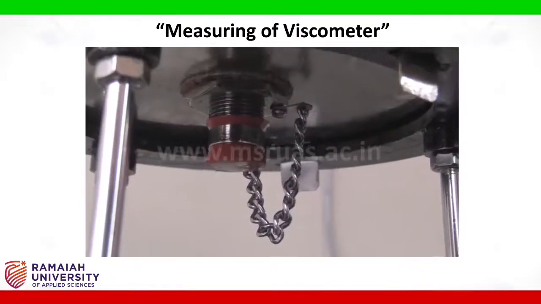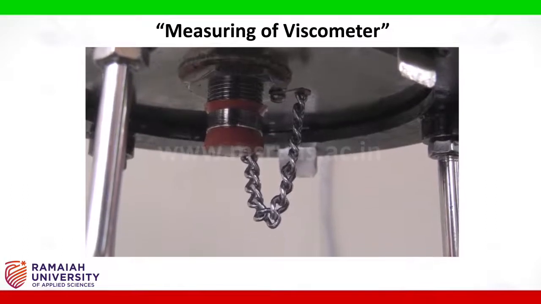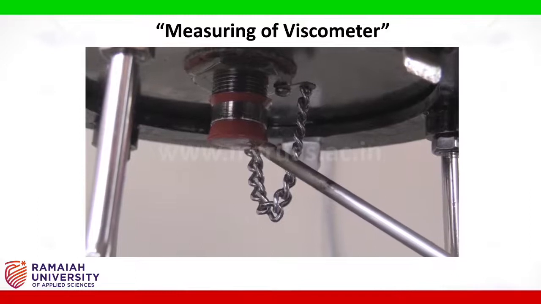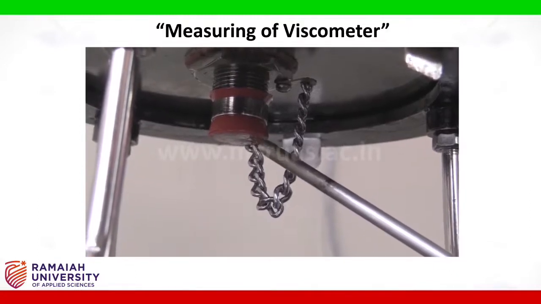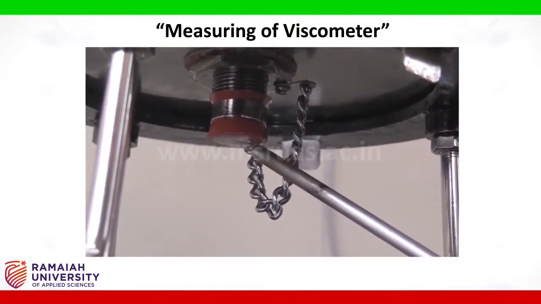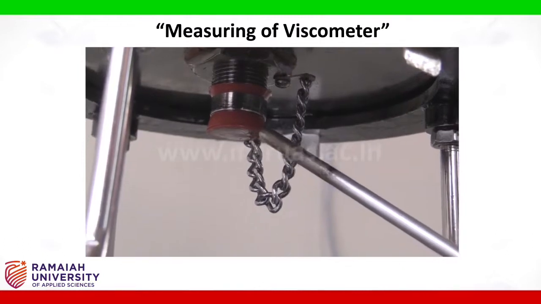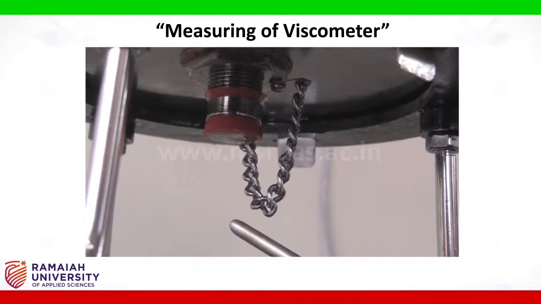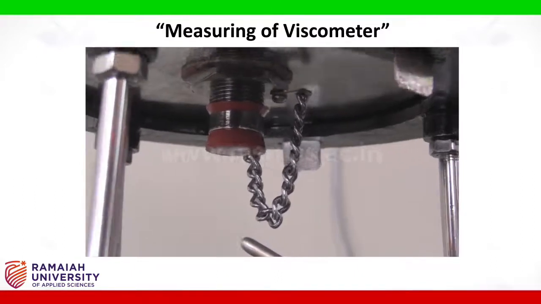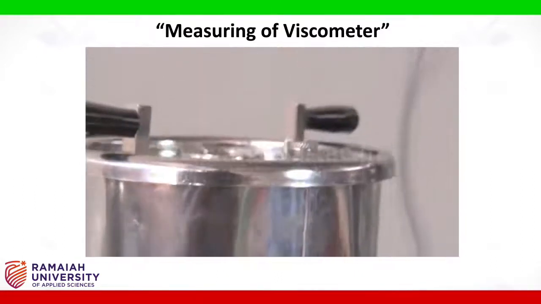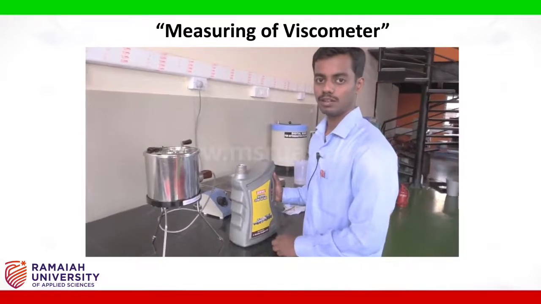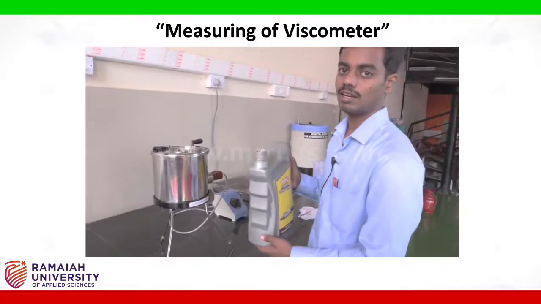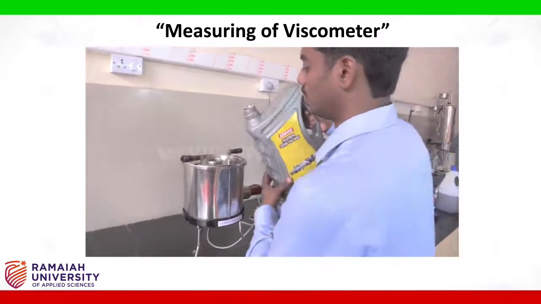Unlike the redwood viscometer, which had a needle valve, the Seybold viscometer has a cork at the bottom of the viscometer. So once the cork is opened, the orifice will allow the oil to flow down. Now let us fill the oil cup of the Seybold viscometer with the SAE 20W40 oil.